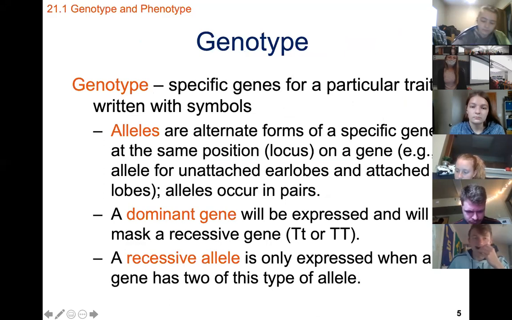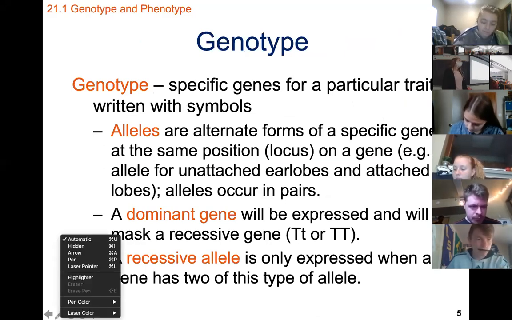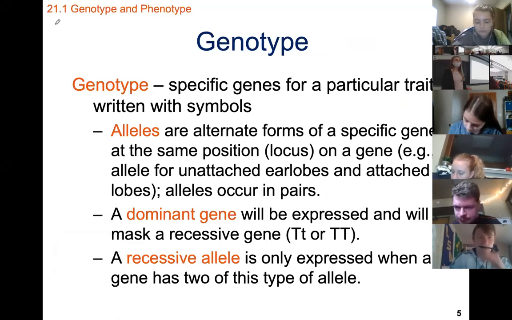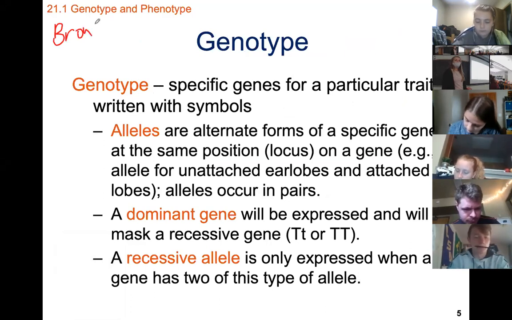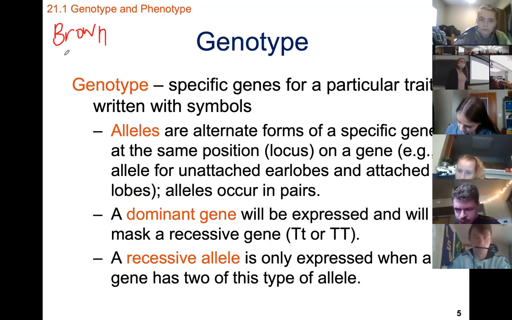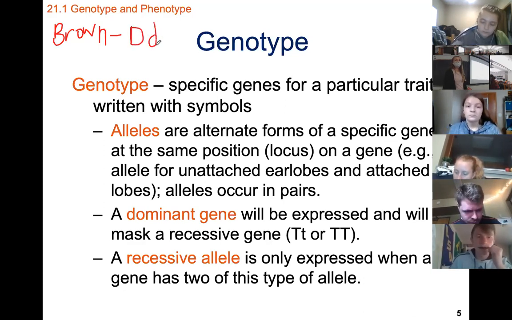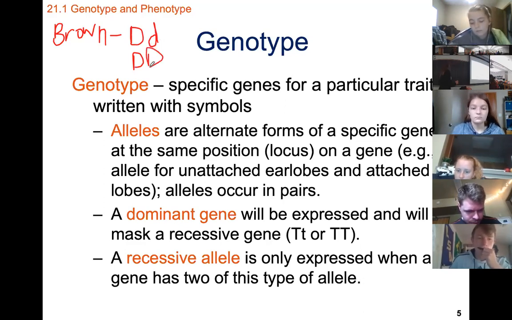All right. So the genotype, let's say the trait for brown hair, just for the example, this isn't maybe necessarily the right thing. If you have brown hair, let's say that the genotype for that, it's dominant to have darker hair. So we're going to say the letters are big D, little d, or big D, big D. I'm going to write that on the board for the people here in the classroom.